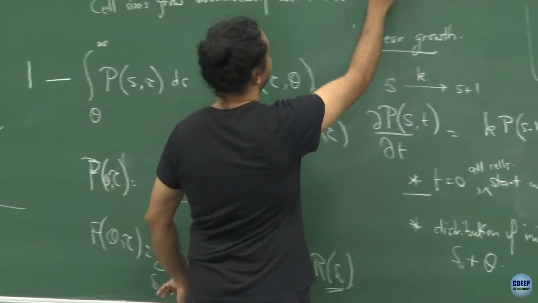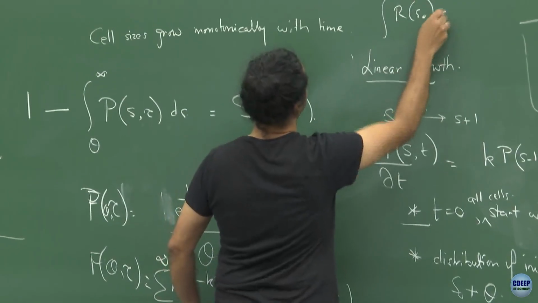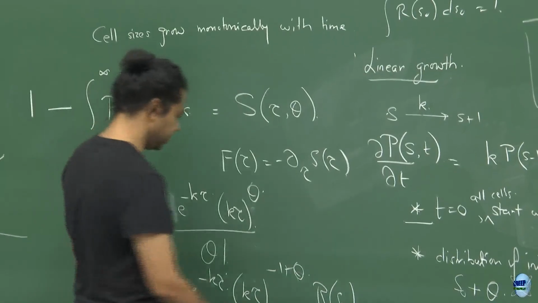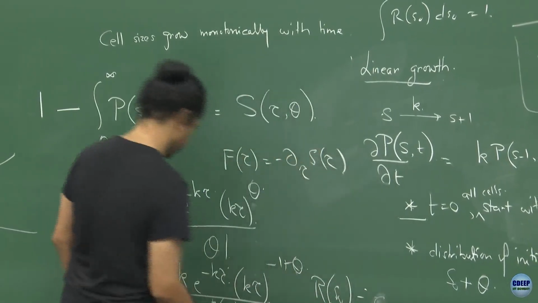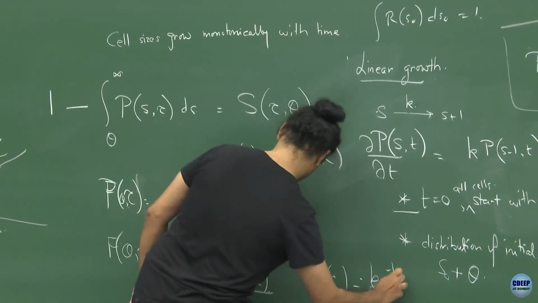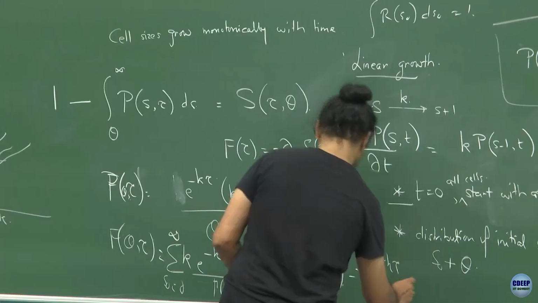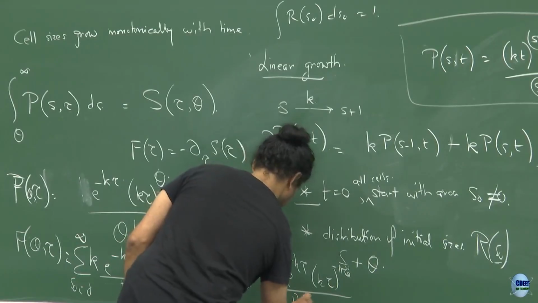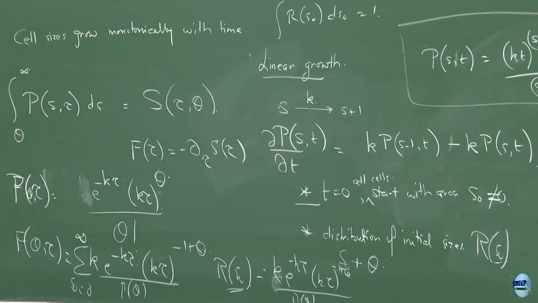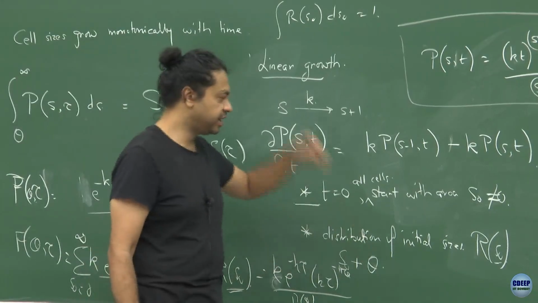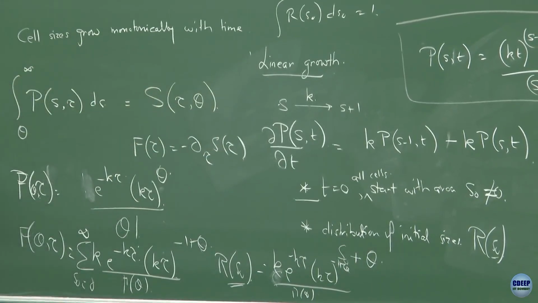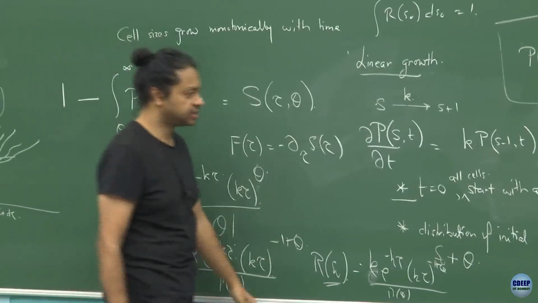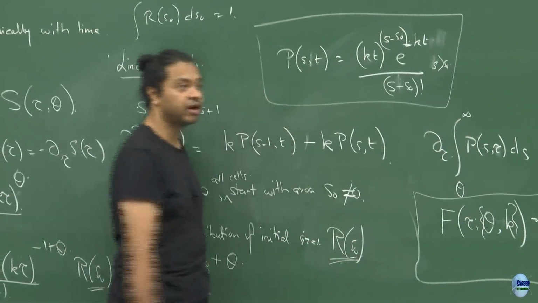And of course, the integral or summation of R of S naught for all values of S naught must be 1, which means that this summation is trivially 1, and you will just get whatever you have over here, which is k tau to the power of minus 1 plus theta by gamma of theta. So, if you have something like this, then this initial size distribution drops out of the final equation. All that matters is the size of the differential threshold. It does not matter what the distribution of initial sizes R of S naught is.